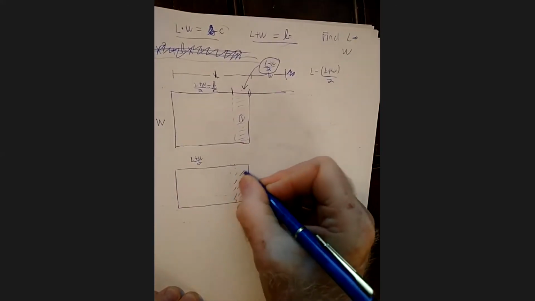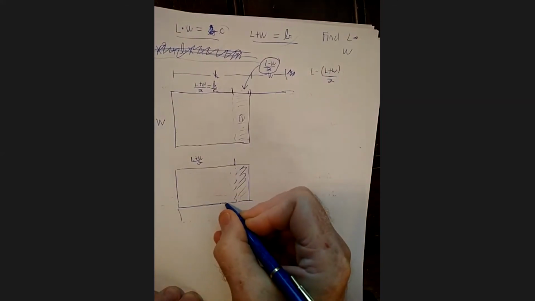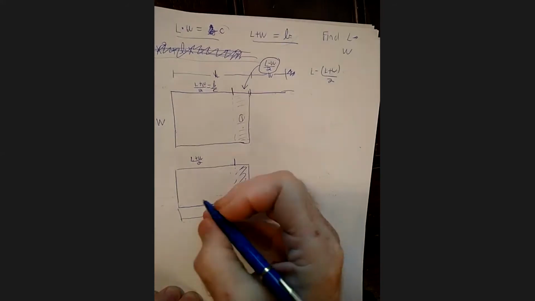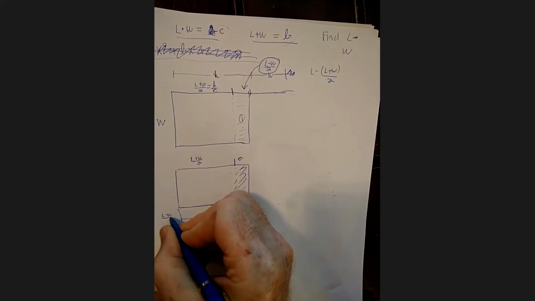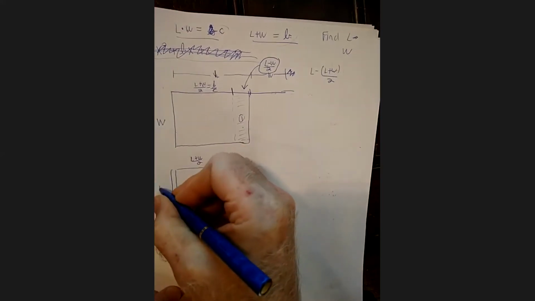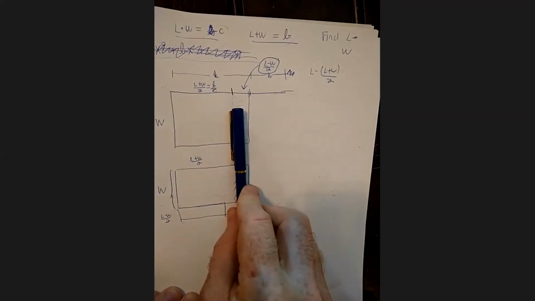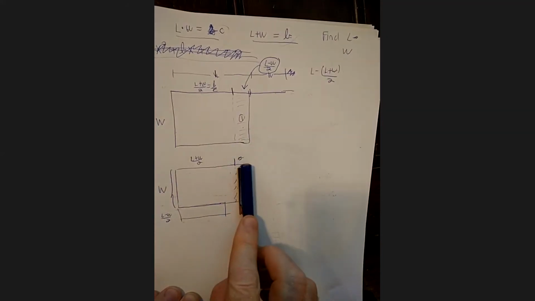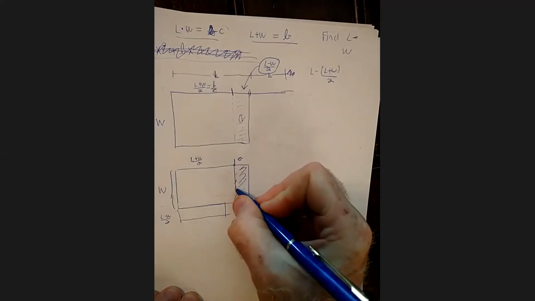I'm going to remove it from there, and then put it over here. Remember this is L minus W over 2 here, and this right here is just the width. And again, if you get stuck at any point, so this is no longer here. This part of the figure is gone. So this is my figure.